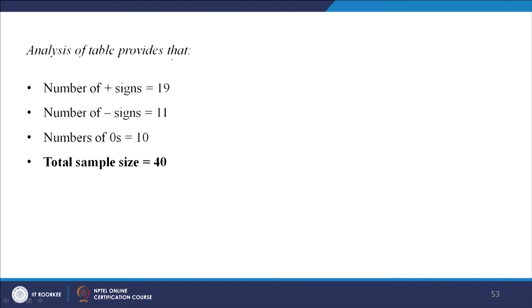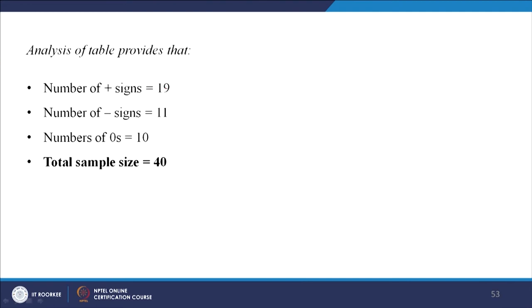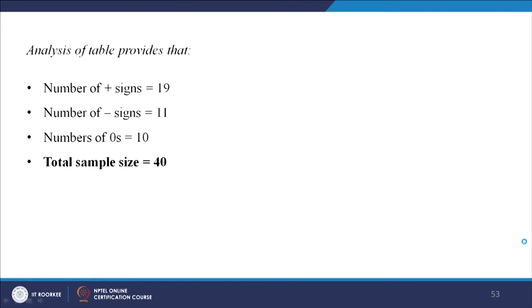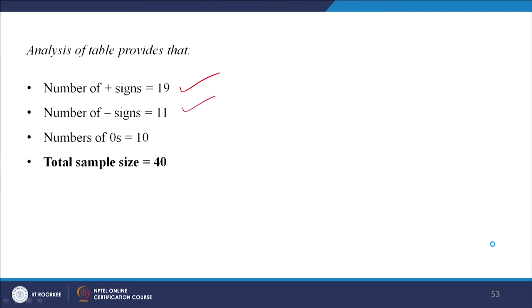So, analysis of the table provides the result. I do not know whether I have to correct this one or not, anyway that is not important, it is just a number. So, let us say the number of positive signs, if you add, 1, 2, 3, up to 19. So, let us say 19 is the number of positive signs, and 11 signs were negative. Counting again, it could be 10, so 19 plus 10 is 29, then it becomes 11. That can be changed, but because I have already solved it, let us keep it as it is.